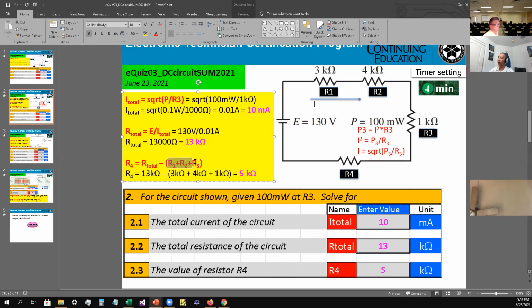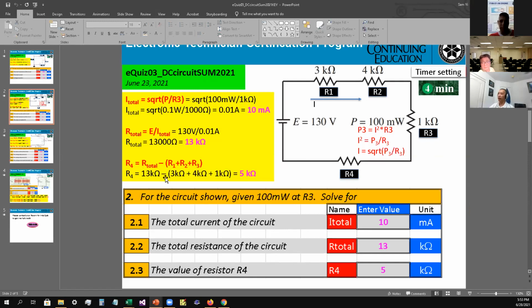So that's why you combine all of them here. So 13K minus the quantity of R1, R2, and R3. Okay, so 13K minus the quantity 3K plus 4K plus 1K, that comes up to 5K. Okay, 5K is R4.